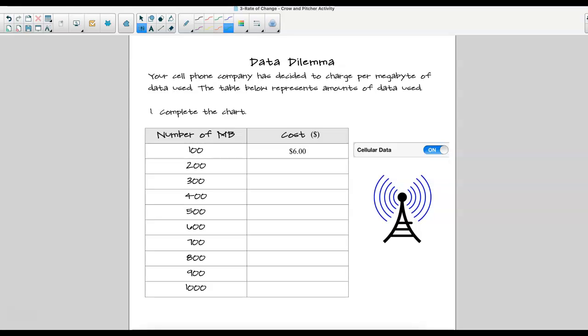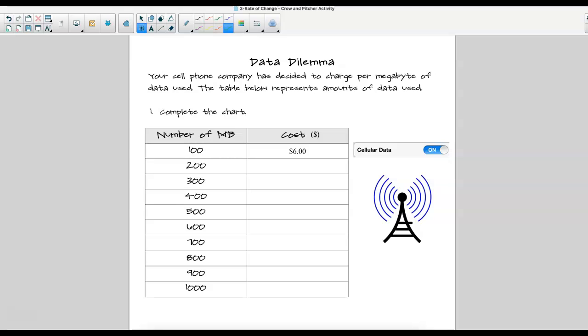Your cell phone company has decided to charge per megabyte of data used. They realize they're losing money. So they are not going to give you an unlimited data package anymore. You guys are in trouble. Okay, your cell phone bill is going to skyrocket. Okay, they're going to charge you by the megabyte. Not gigabyte, they're going to charge you by the megabyte. Okay, so every 100 megabytes of data you use is now going to cost you $6. How many of you are going to go broke? Some of you are like, yeah, I use a lot of data every month.